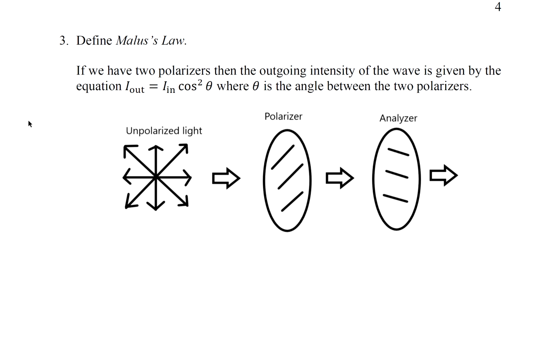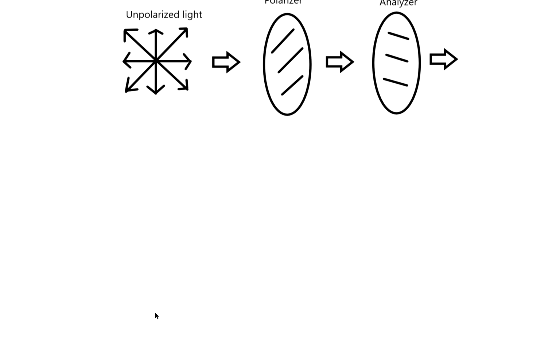Question 3. Define Malus's law. If we have two polarizers, then the outgoing intensity of the wave is given by the equation I out equals I in cosine squared theta, where theta is the angle between the two polarizers. So you can see we have unpolarized light coming in to the right. It goes through a polarizer, then it goes through an analyzer. So remember, unpolarized light, polarizer, analyzer.